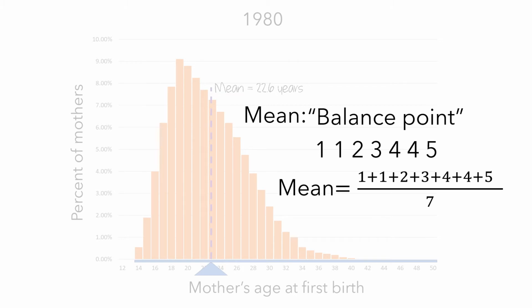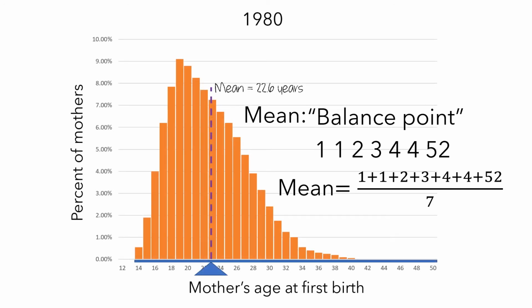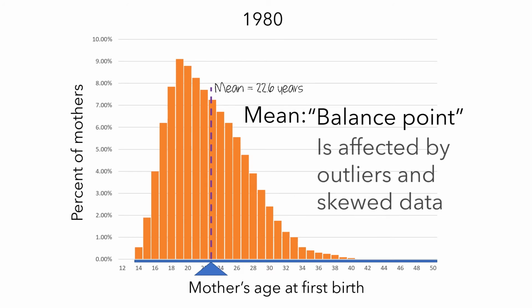Now, imagine that instead of the largest value in the dataset being 5, it was actually 52. So in the computation for the mean, instead of 5, we'd have 52. This would greatly increase the value of the mean. And these infrequent large values are present in datasets that have outliers, or if they're skewed, like our current dataset, which has a few mothers who had their first child when they were relatively old. This tells us that the mean is affected by outliers and skewed data. So the mean might not be the best choice for summarizing this distribution of mothers' ages.